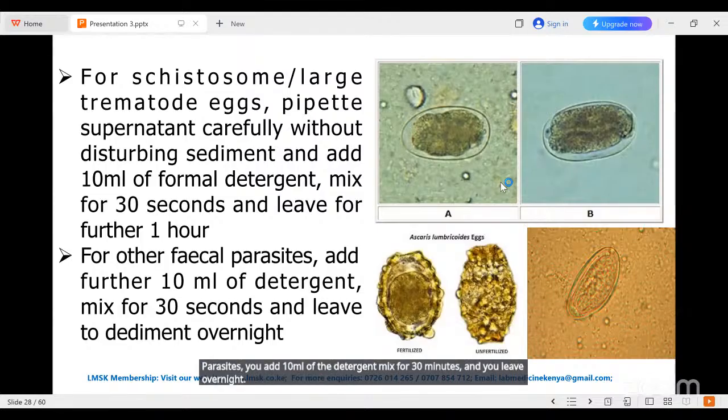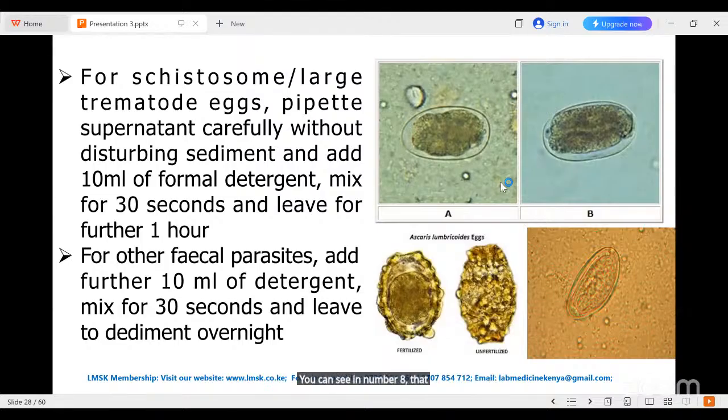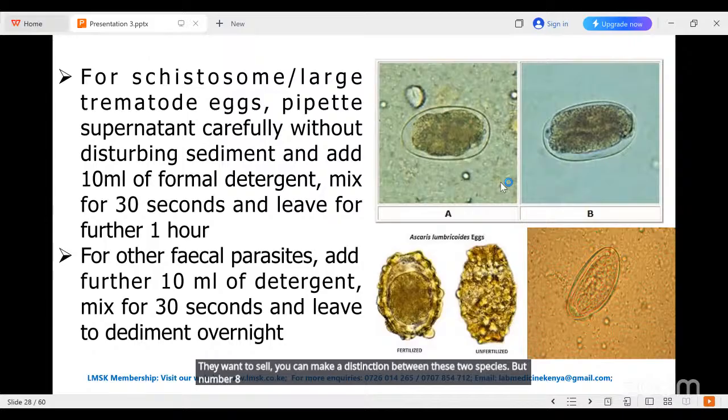You can see number A, that is Ancylostoma duodenale, number B, that is Necator americanus. Though you cannot easily distinguish them under a microscope, we're going to see how you can make a distinction between these two species. But number A is Ancylostoma duodenale, number B, that is Necator americanus.